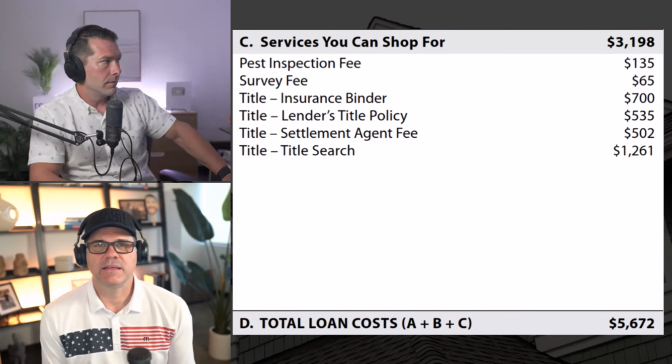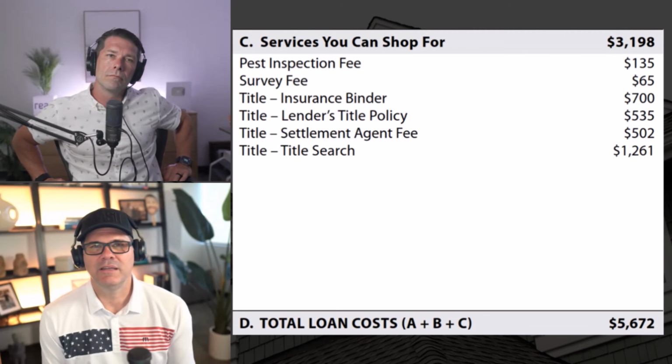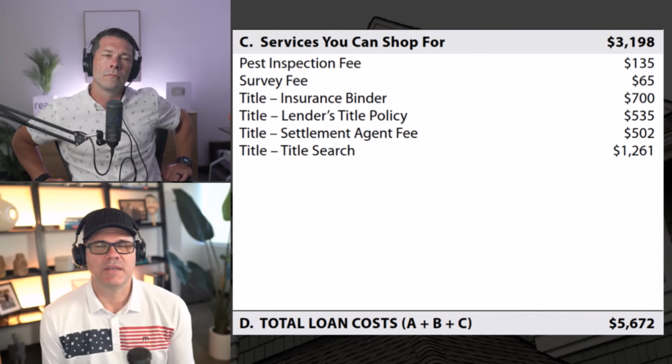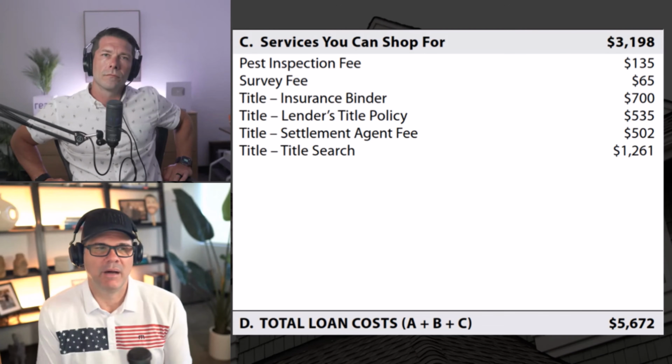Yeah, box A is going to vary from lender to lender. Box B is also going to vary, but in very narrow ranges. So even though you can't shop for them, it's not like someone's going to say, hey, we have a $1,000 appraisal fee when everyone else is at $600. Same thing with credit. They're all going to be very, very similar. So that's why we say when you're shopping, look at box A.